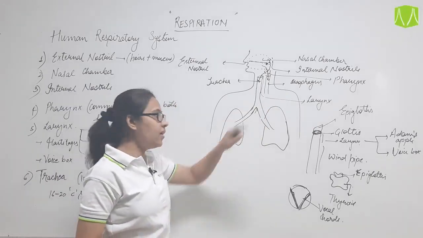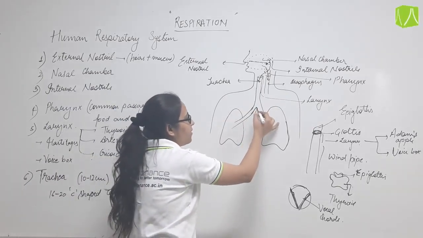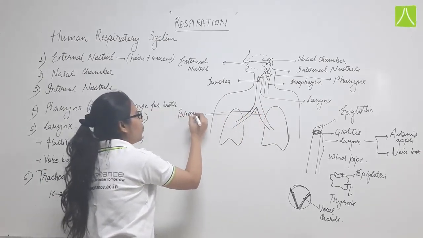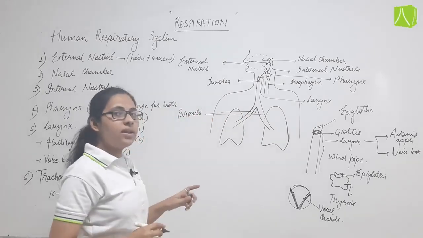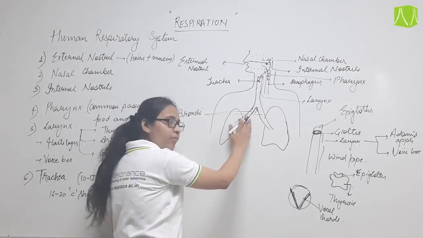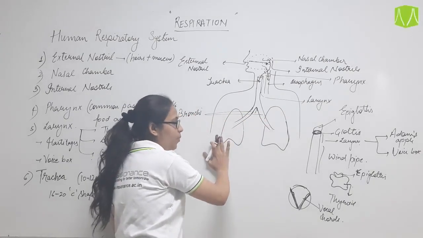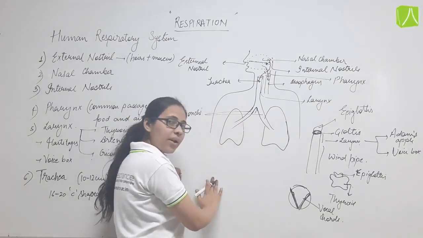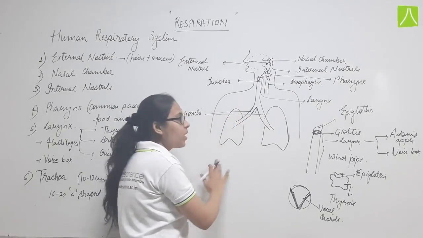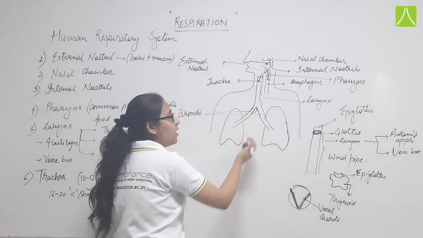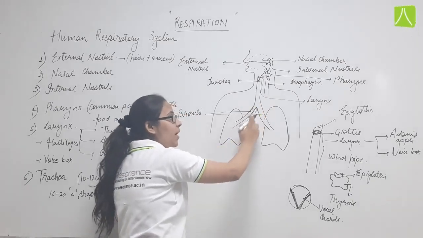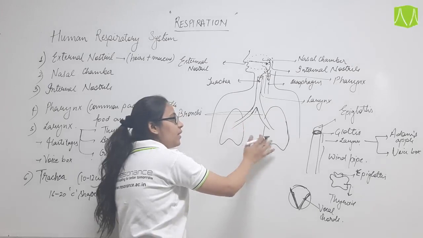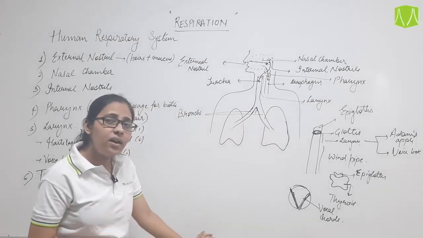This is the trachea. This later bifurcates into two bronchi. These are bronchi, the left bronchus as well as the right bronchus. In biology diagrams, the part drawn on this side is considered the right side, and this side is considered the left side. This windpipe bifurcates into two branches, the right bronchus and left bronchus, which enter the individual right and left lungs.